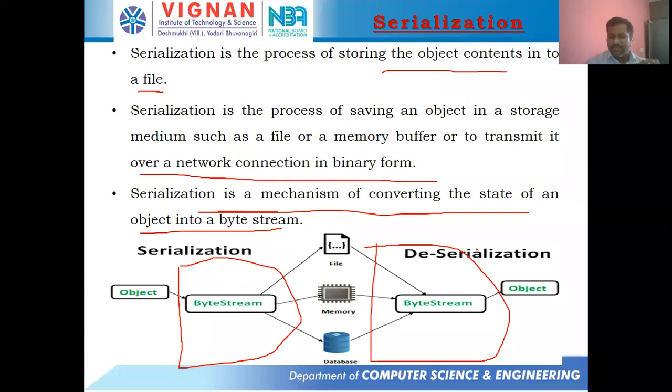That means serialization is a mechanism of converting the state of an object into a byte stream and storing that into a file or memory or in a database. And deserialization is a process of converting your byte stream in the form of what? Object. Taking the byte stream from the file and converting that in the form of an object. Clear? Serialization, deserialization.